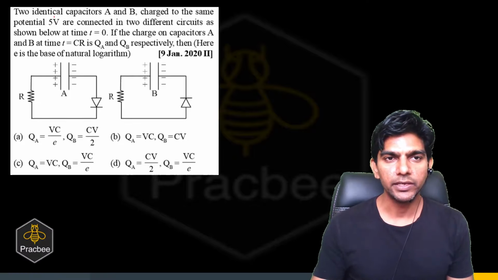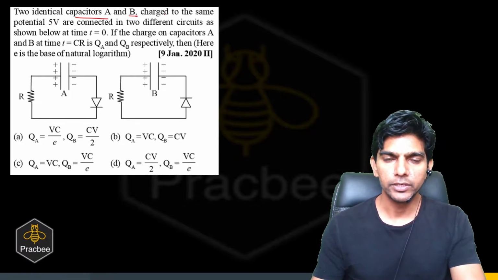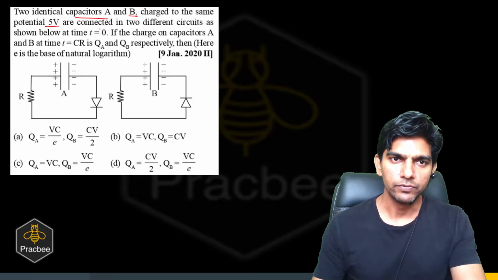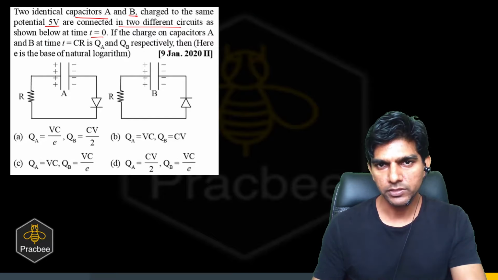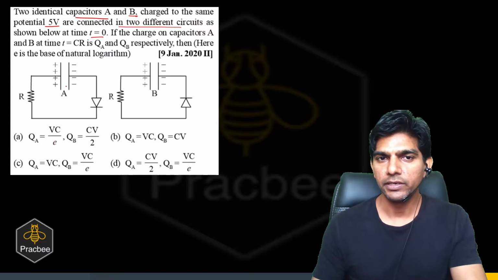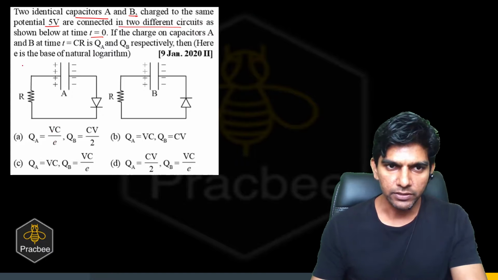In this question, we are given 2 identical capacitors A and B, charged with the same potential of 5 volt, connected in 2 different circuits as shown below at time t equals 0. If the charge on capacitors A and B at time t equals CR is QA and QB respectively, then we need to find the values of QA and QB at t equals CR. Now let us see the first case.